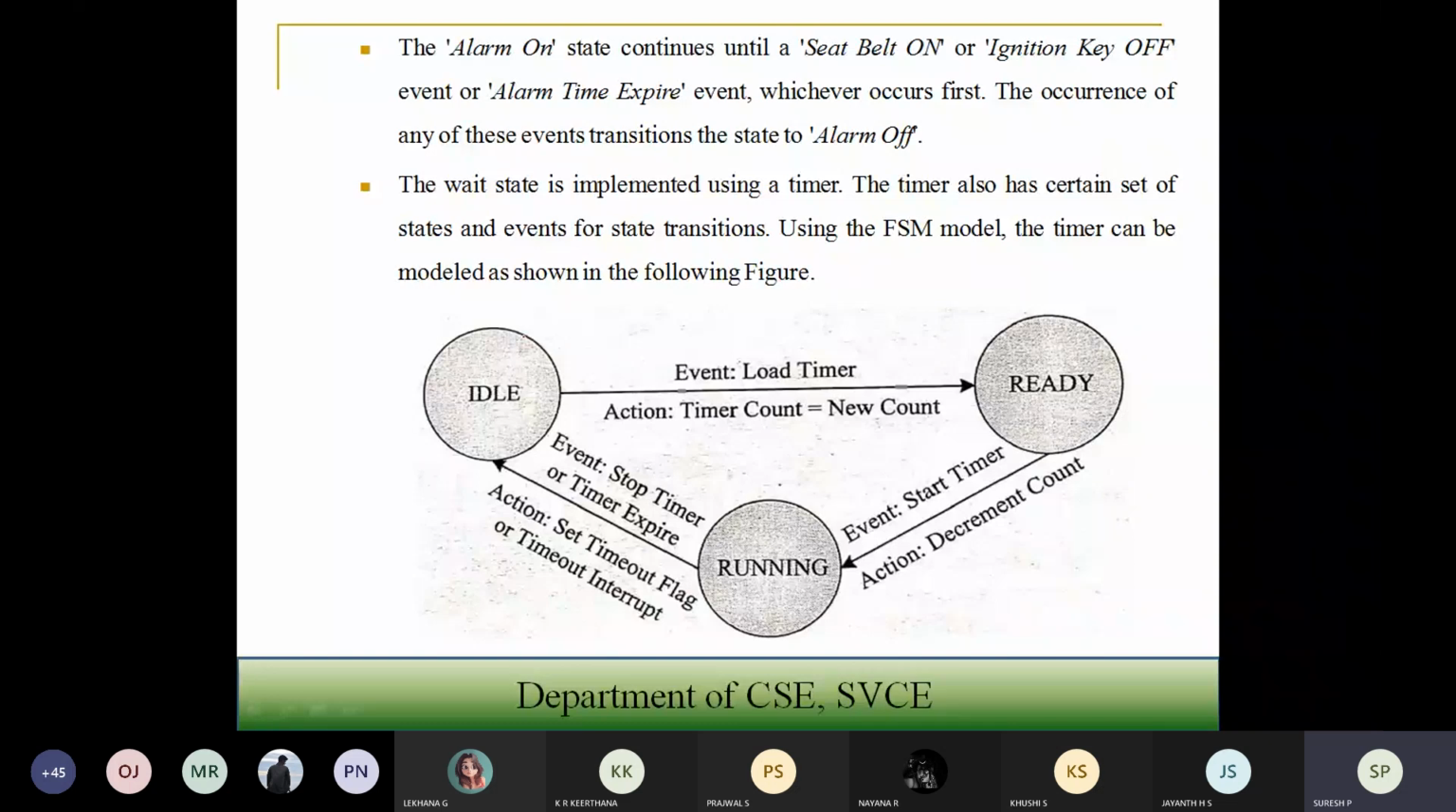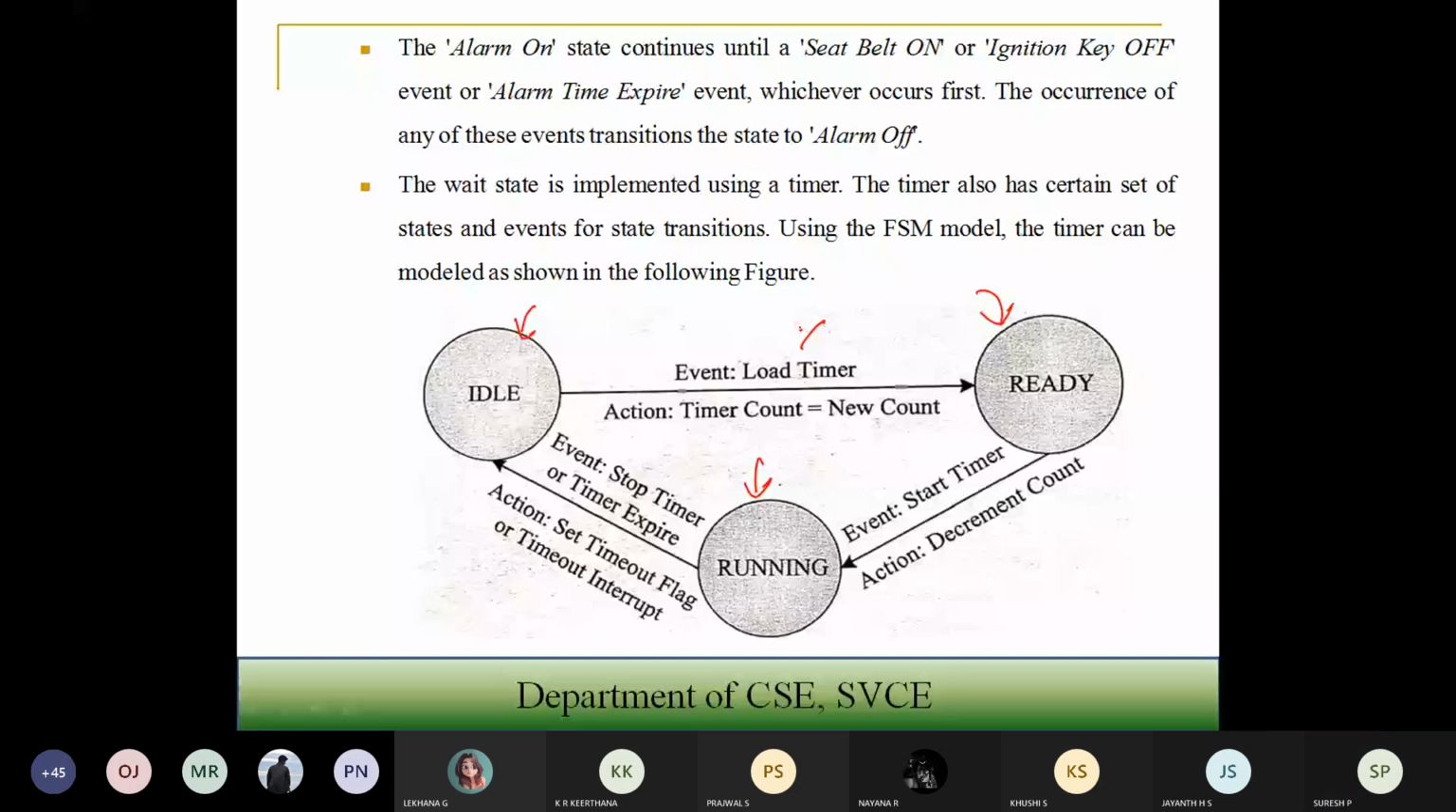So you can see when the timer should be idle, when it should be ready, and when it should be running. Initially the timer will be idle. The timer has to start whenever you switch on your car. Whatever the event, at the time when the car is started, you have to load the timer. So now what's the action? Your timer count will be equal to new count.